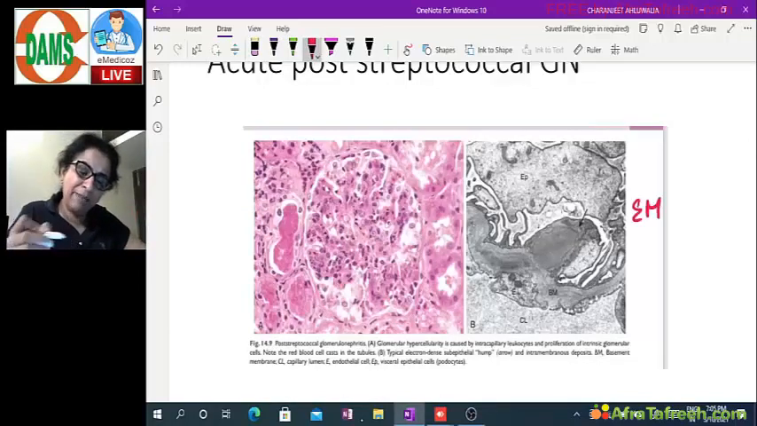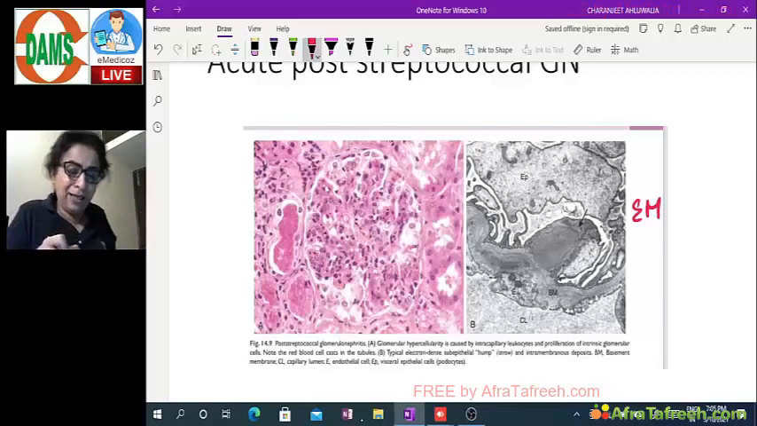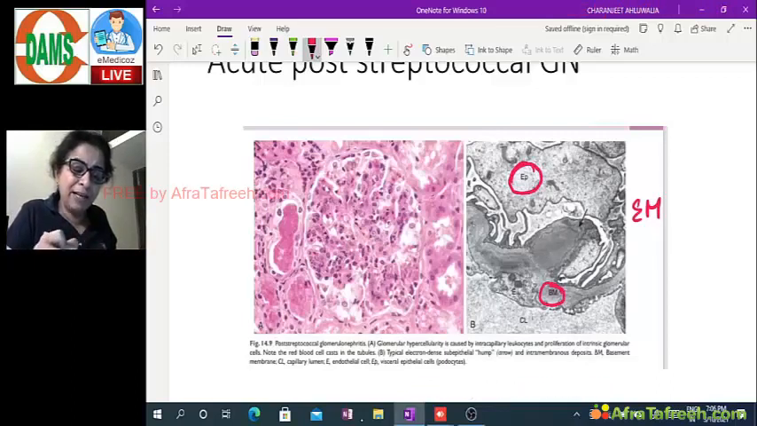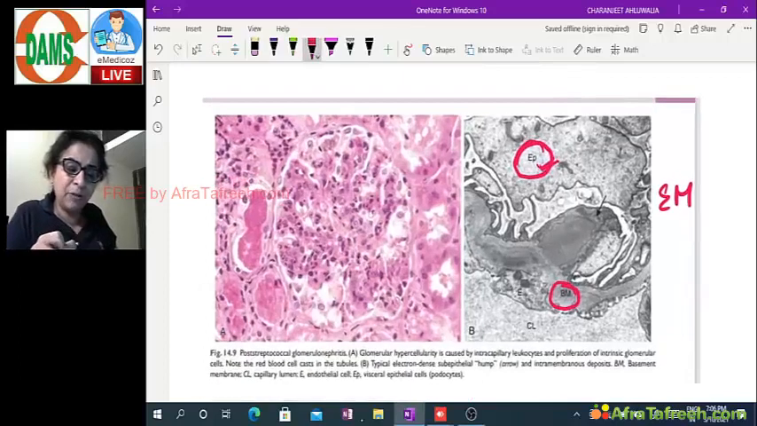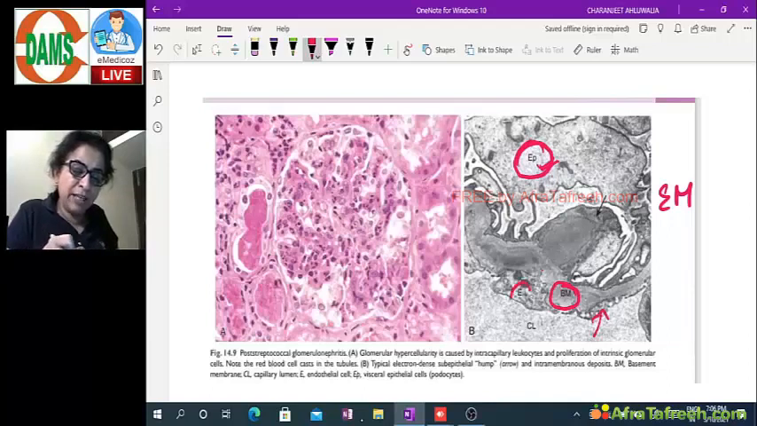These black and white images are electron microscopy. The arrow here, I know this is difficult to understand. Look here, this is the basement membrane. This is the epithelial cell, the visceral epithelial cell, and the deposits. EP stands for epithelium, so these are the epithelial cells. The arrow shows the deposit. This is the GBM, and these are the endothelial cells; E stands for endothelial cells.